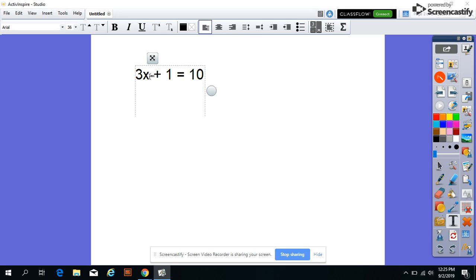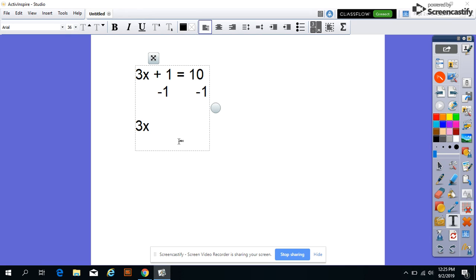So if I want to get x by itself, the first thing I need to do is get rid of this plus 1. Now, the easiest way to do that is to do the opposite of plus 1, which is minus 1. What you have to realize is if you do something to one side, you have to do it to the other side. And when I say other side, I mean the other side of the equal sign right here.